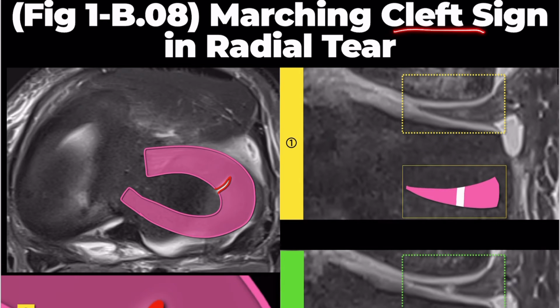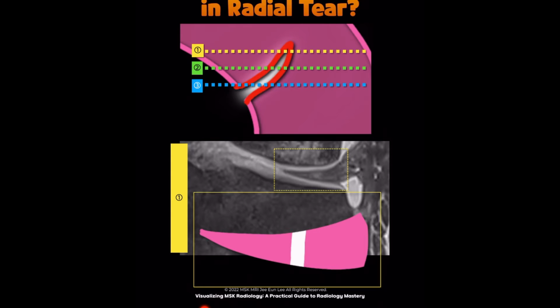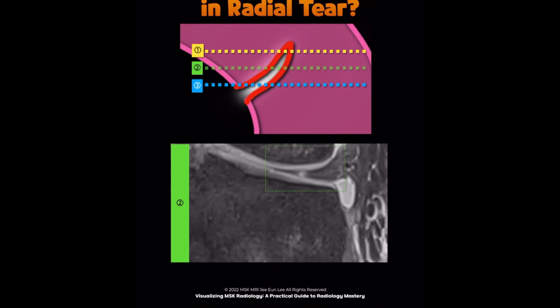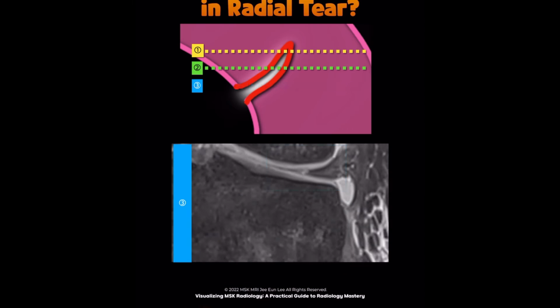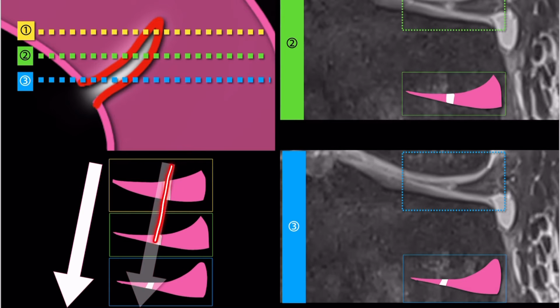Now, the marching cleft sign is observed in cases where a radial tear is located at the typical junction of the body and horn of the lateral meniscus. On anterior coronal images, a cleft is visible. The cleft remains visible in more posterior coronal images, yet it doesn't maintain a consistent distance from the meniscus's posterior horn. Instead, it appears to move toward the free edge progressively, a phenomenon known as the marching cleft sign.